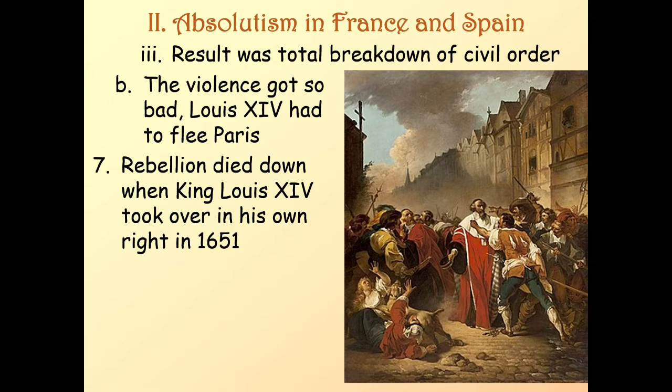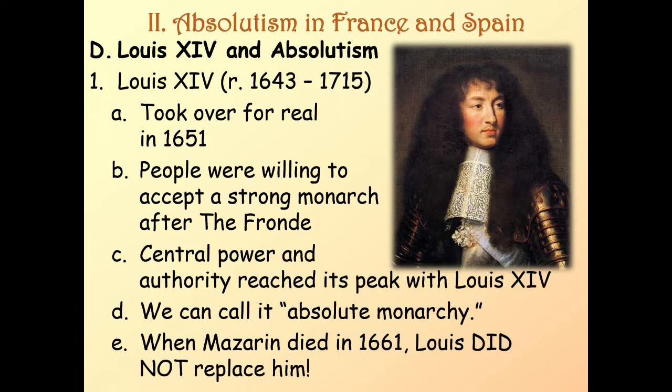And the rebellion died down when King Louis XIV took over in his own right in the year 1651. So Louis XIV and absolutism. Officially, Louis XIV ruled from 1643 to 1715, but he took over for real in 1651. The people were willing to accept a strong monarch after the upheaval and the trauma of the Fronde.